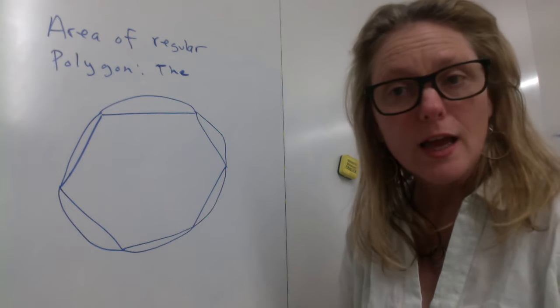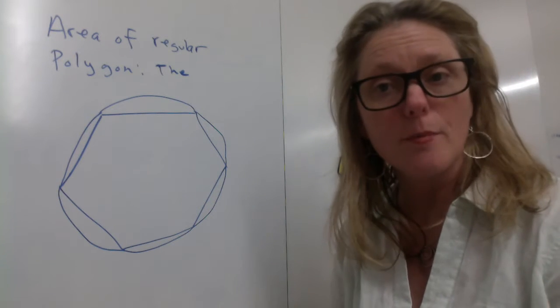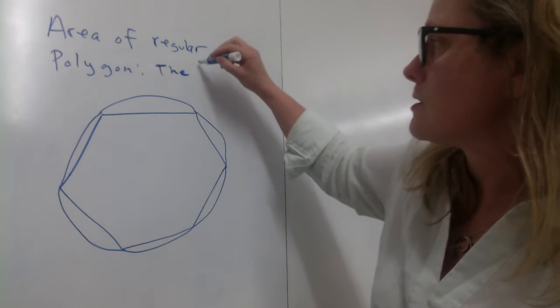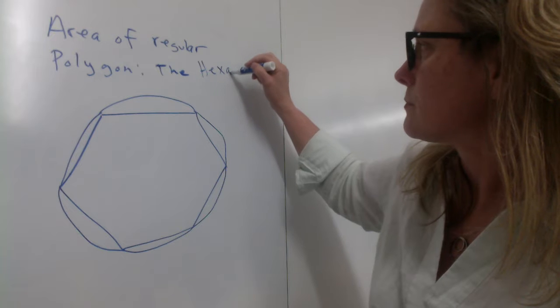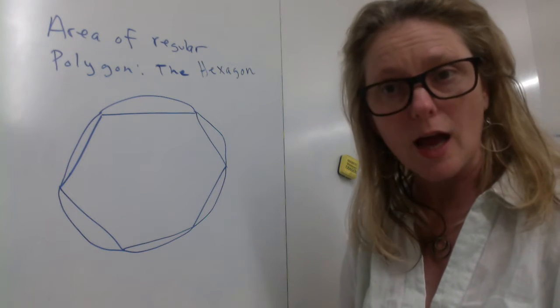We are still on the topic of area of regular polygons, and today we are going to look at the hexagon. A hexagon means that there are 6 sides.